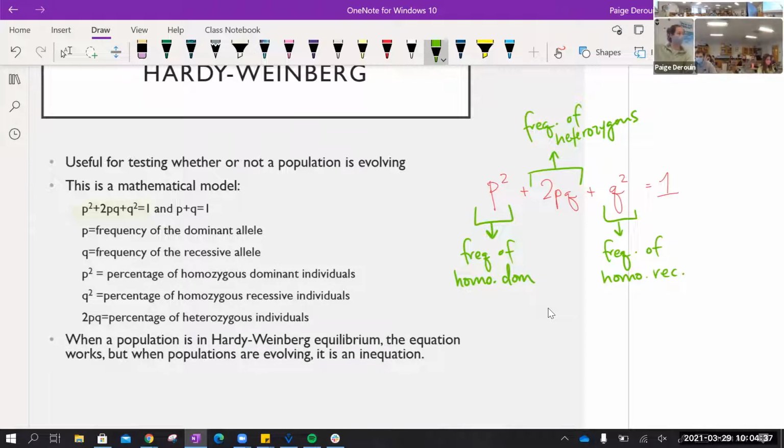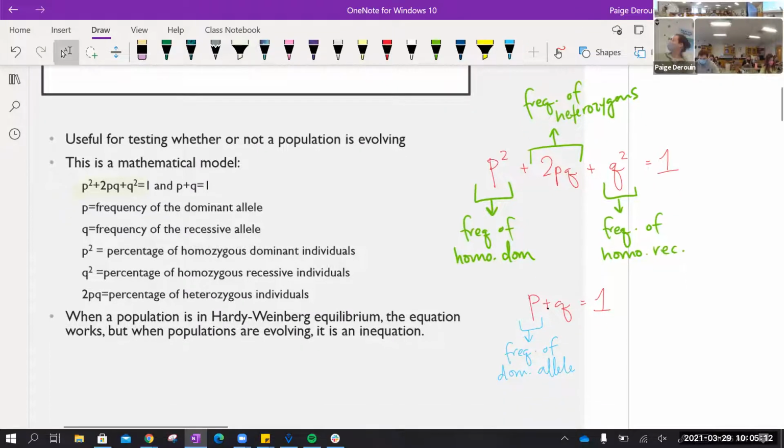Which means all of these numbers should be less than 1, right? So when you start doing these problems, and you're like, oh, P squared is 13, no, it's for sure not. It needs to be like 0.13, it's always a decimal. Then you have another formula that's equally helpful, which is P plus Q equals 1. So P is just your frequency of your dominant allele. This is different than P squared, because if you're homozygous dominant, how many dominant alleles do you have?